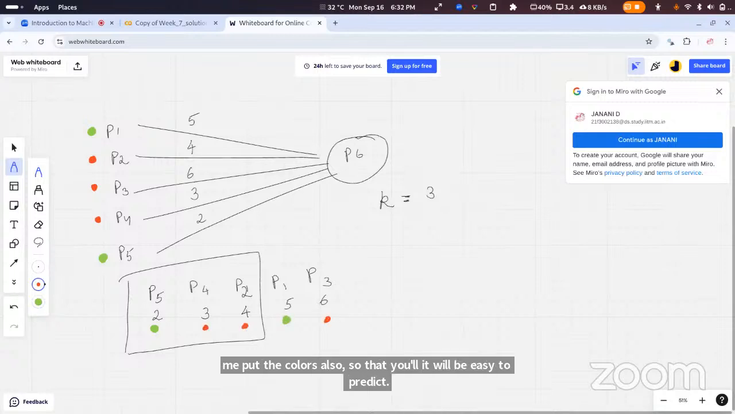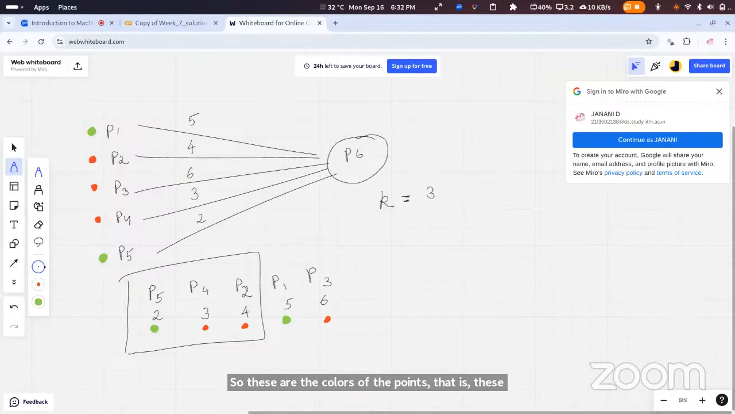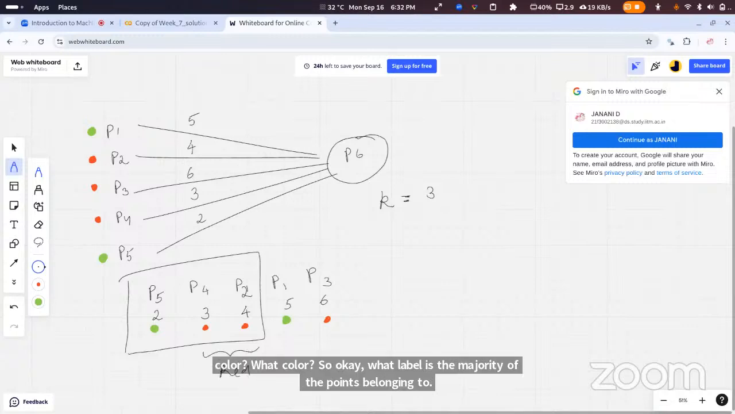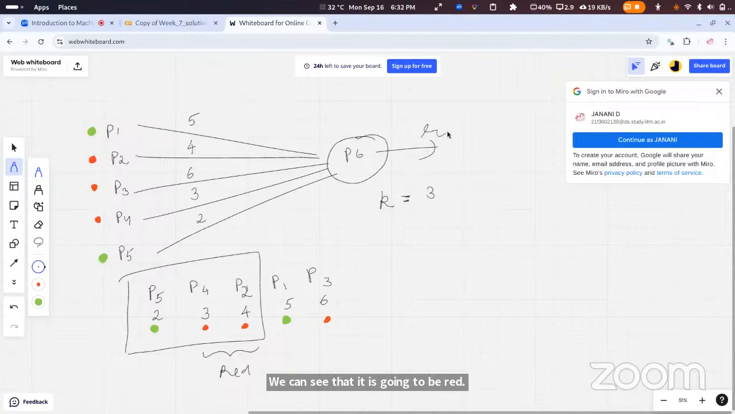So these are the colors of the points, that is, these are the labels of the points which I've colored in the bottom. So if the K value is 3, then it will check the first 3 data points. What label do the majority of the points belong to? We can see that it is going to be red. So this point P6 is going to be classified as red. So this is how the algorithm works.